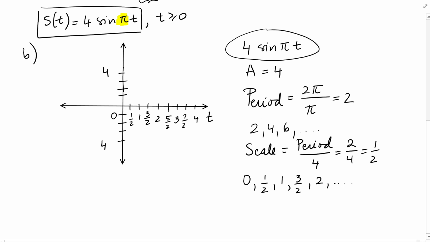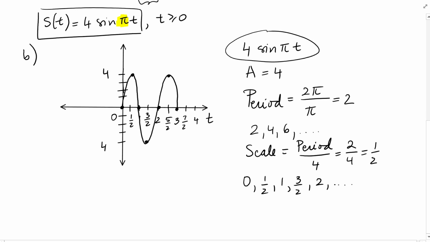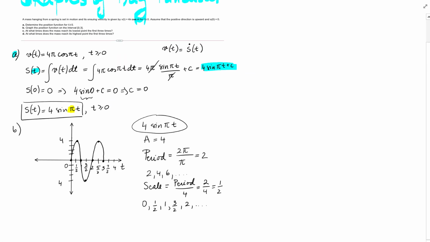Now, the function sine starts at 0 and then goes up to 4. At 1 it is 0, at 3 over 2 it is negative 4. And so we just go like this. And I'm going to stop at 3 just because the function was asking for the graph on 0, 3.